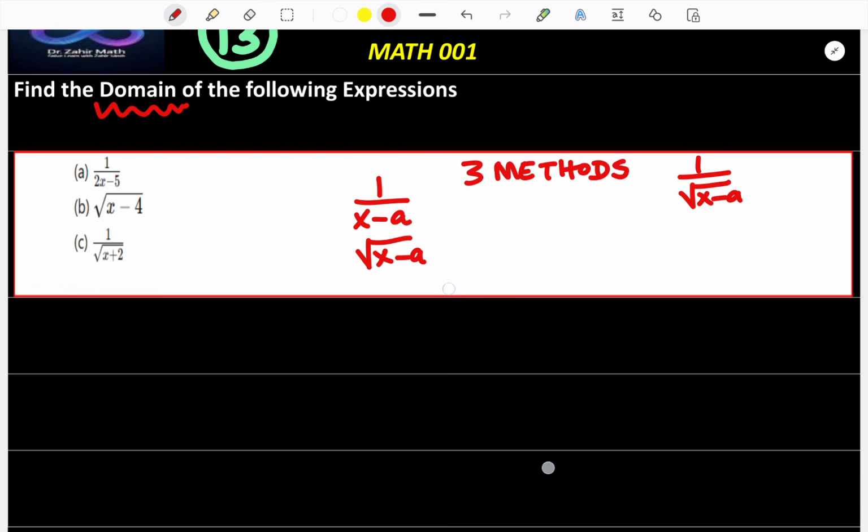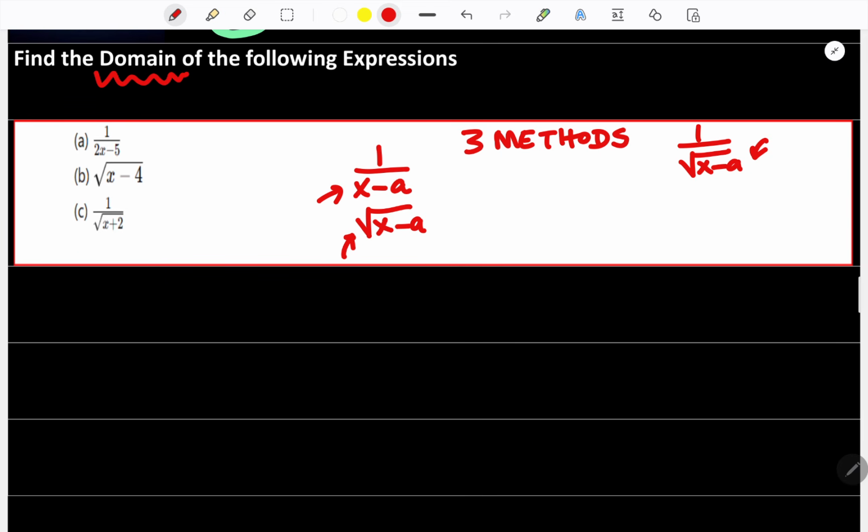So there is no square root. Can you see that? The square root is in the up, or the square root is in the down. If the square root is there, you need to remember greater than or equal to. If the square root is in the down, you remember greater than. If there is no square root, you remember this symbol, not equal. That's it. Three things: not equal, more than or equal to, more than. Very simple.